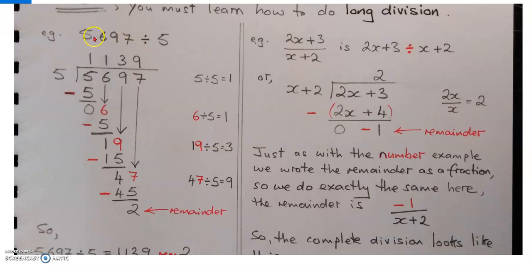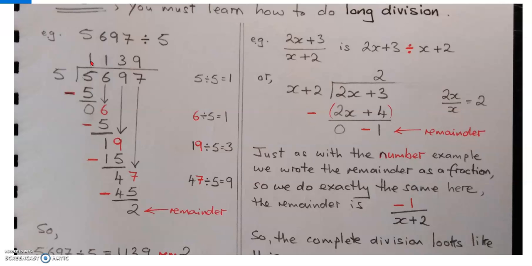Here I've got 5,697 being divided by 5. So the thing that's being divided is this thing here. You put that underneath a little bar like this, and the divisor, the 5, goes there. Now the way you do this is you look at this digit here. This is 5, and you say 5 divided by 5. I've done it on the side here. 5 divided by 5 is 1, so you put that 1 here.